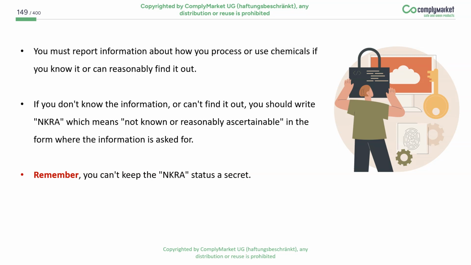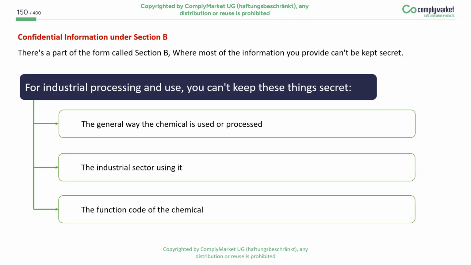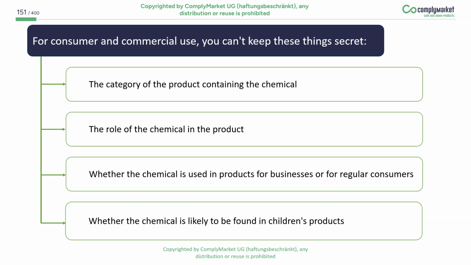Something important when you choose in the KRA is what you cannot claim as a secret. Some things you cannot keep secret: the general way the chemical is used or processed, the industrial sector using it, the function code of the chemical. For consumer and commercial use, you cannot keep these things secret: the category of the product, the role of the chemical in the product, whether the chemical is used in products for business or for regular consumers, whether the chemical is likely to be found in children's products.